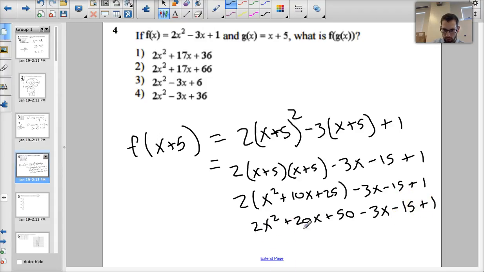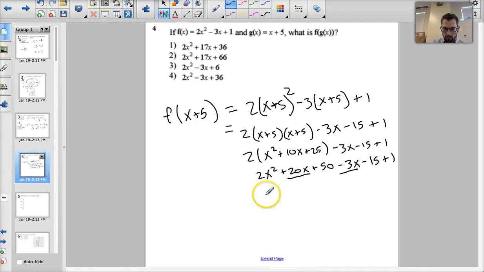Combine my like terms. I've got a 20x and a negative 3x. That gives me 2x squared plus 17x. Then I have a 50 and a negative 15, which would be 35 plus 1 is 36. And that is answer choice number 1.